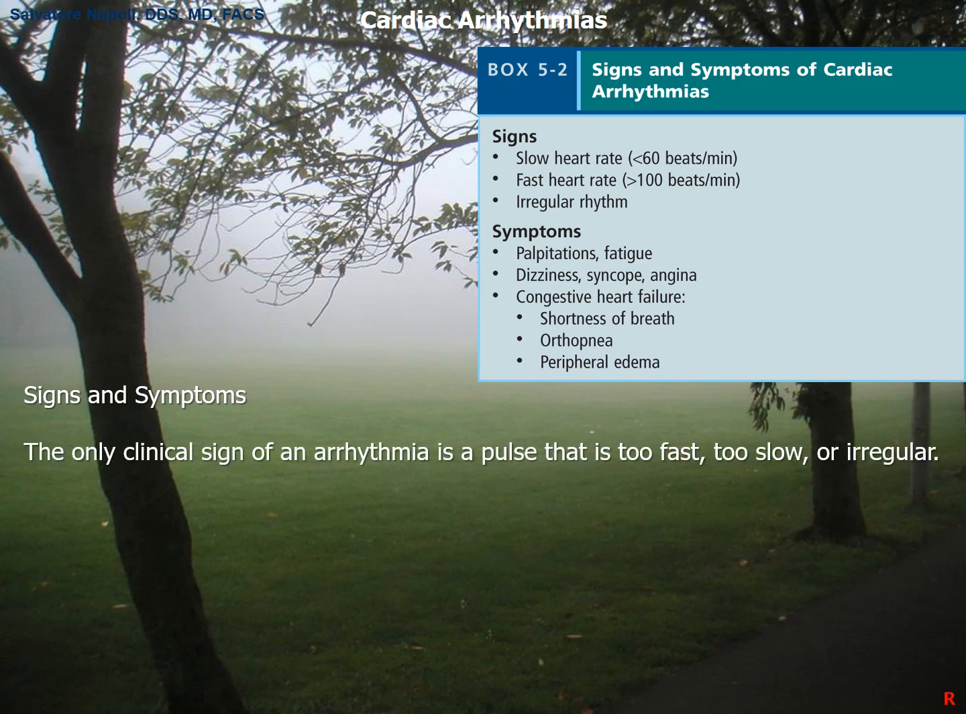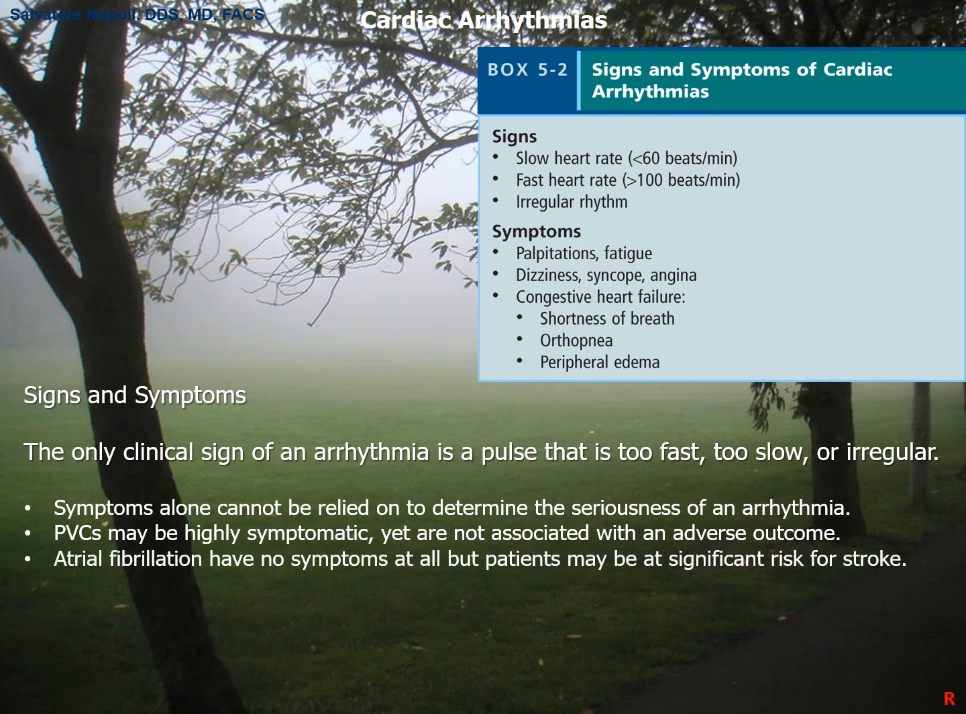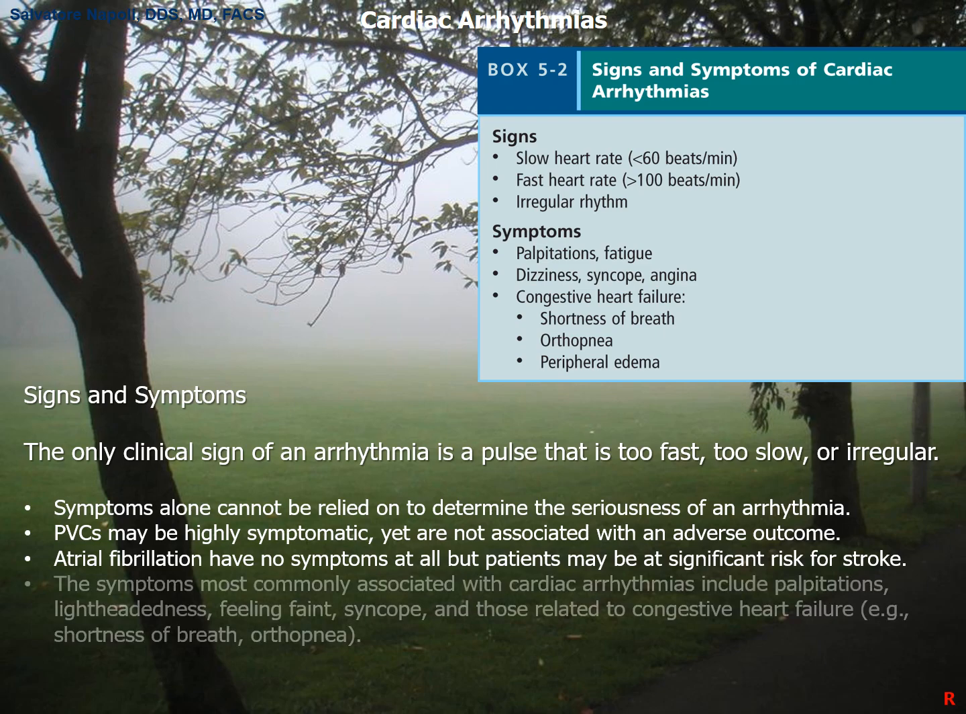Signs and symptoms. The only clinical sign of an arrhythmia is a pulse that is too fast, too slow, or irregular. You can't really depend only on symptoms to determine the seriousness of an arrhythmia. For example, PVCs, premature ventricular contractions, might be highly symptomatic, yet they may not be associated with an adverse outcome. Atrial fibrillation may have no symptoms at all, but patients may be at a significant risk for stroke. These patients are often on a, quote, blood thinner, unquote.